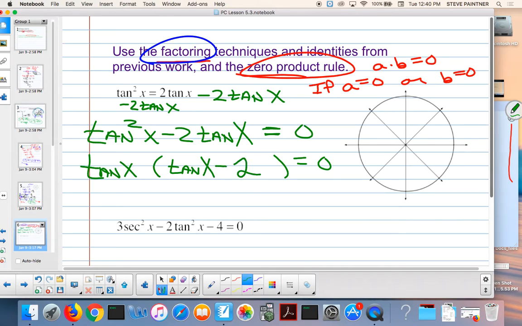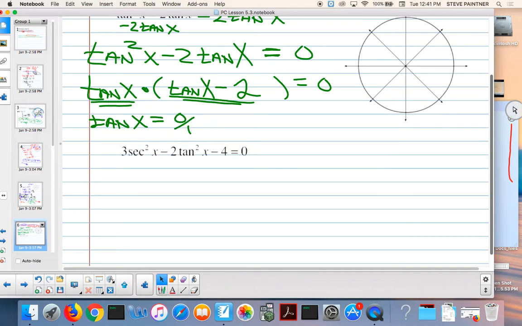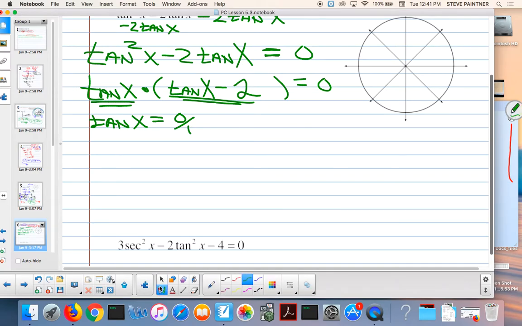All right. Now, tangent of x times tangent of x minus 2. So when is this number times this number going to be 0? Yeah, either when the first one's 0 or when the second one is 0. So we got to solve it. When is tangent of x equal to 0 over 1? Well, that would be inverse tangent of what? 0 over 1.